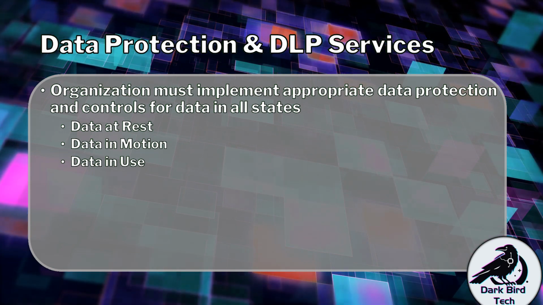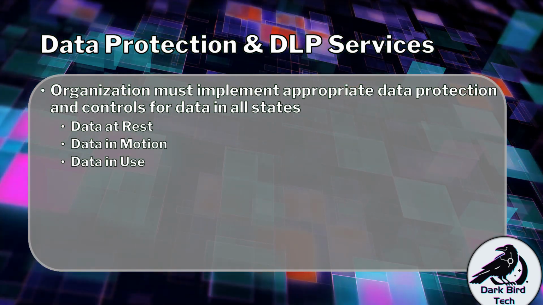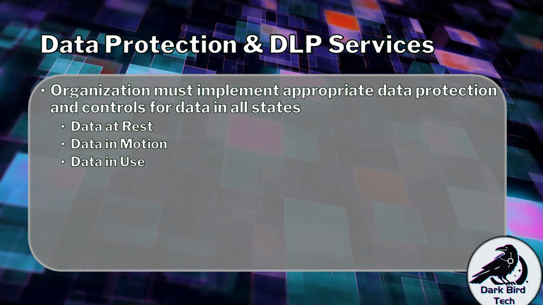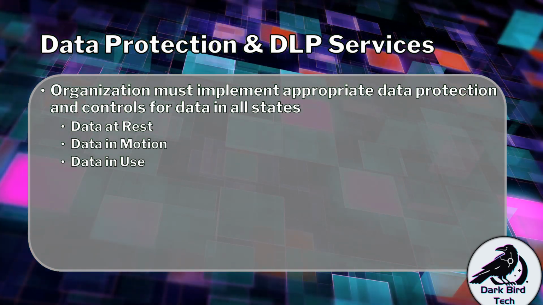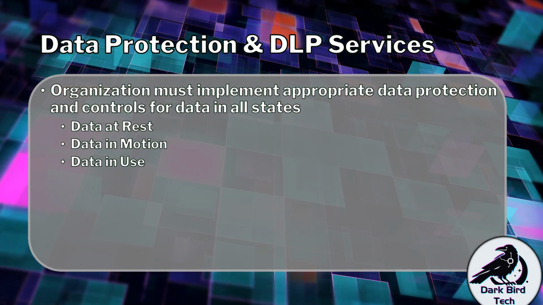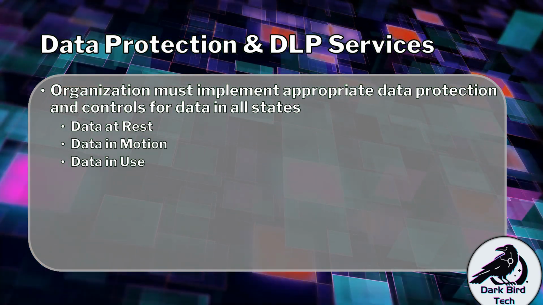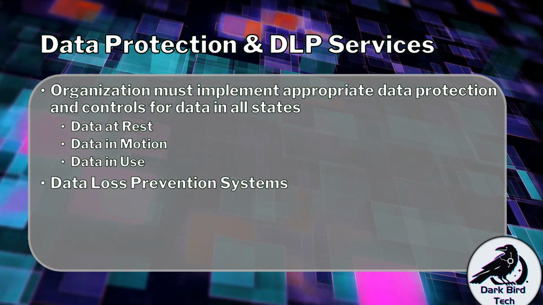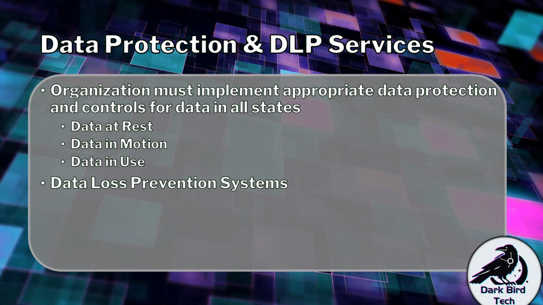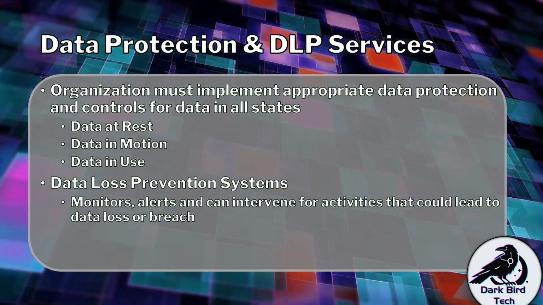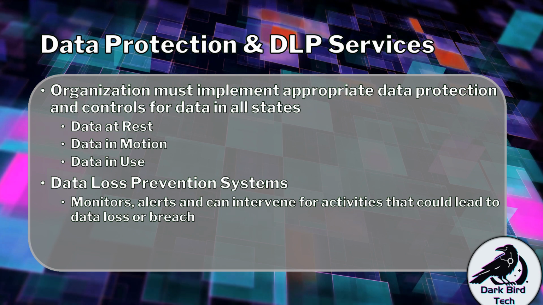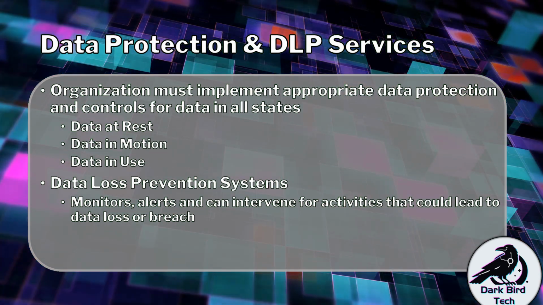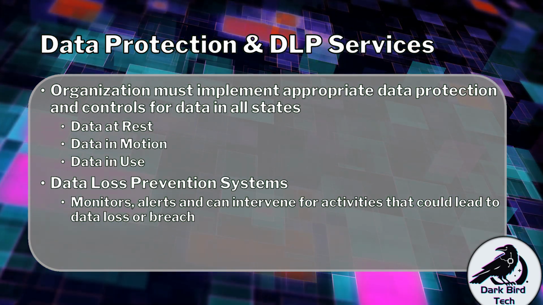Now, we will require security controls for all three. The obvious answer for data at rest and data in motion, as we've mentioned in a previous video, is encryption. For data in use, you've got to look at things like access control, authorization, data enclaves, and stuff like that. But I want to jump to the DLP stuff. A data loss prevention system or service is a monitoring, alerting, and possibly intervening service that can help autonomously detect and block a data loss or data breach event from taking place.